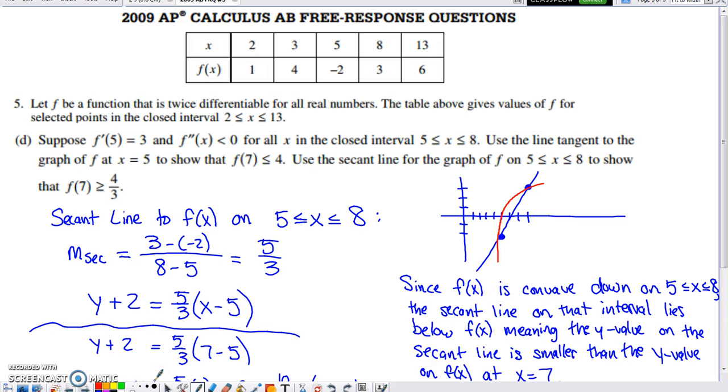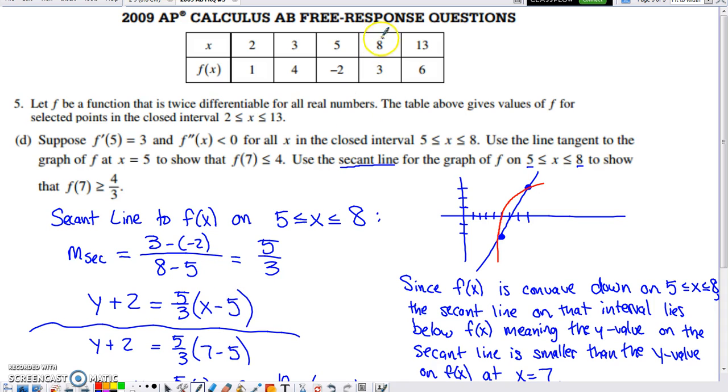Second part of part D is similar, but now it's requiring for us to use a secant line. A secant line has 2 points that sit on the function, and the 2 points that we're supposed to use are the point on the function at 5 and then also the point on the function at 8. And we want to use this secant line to show that f of 7 is greater than or equal to 4/3.